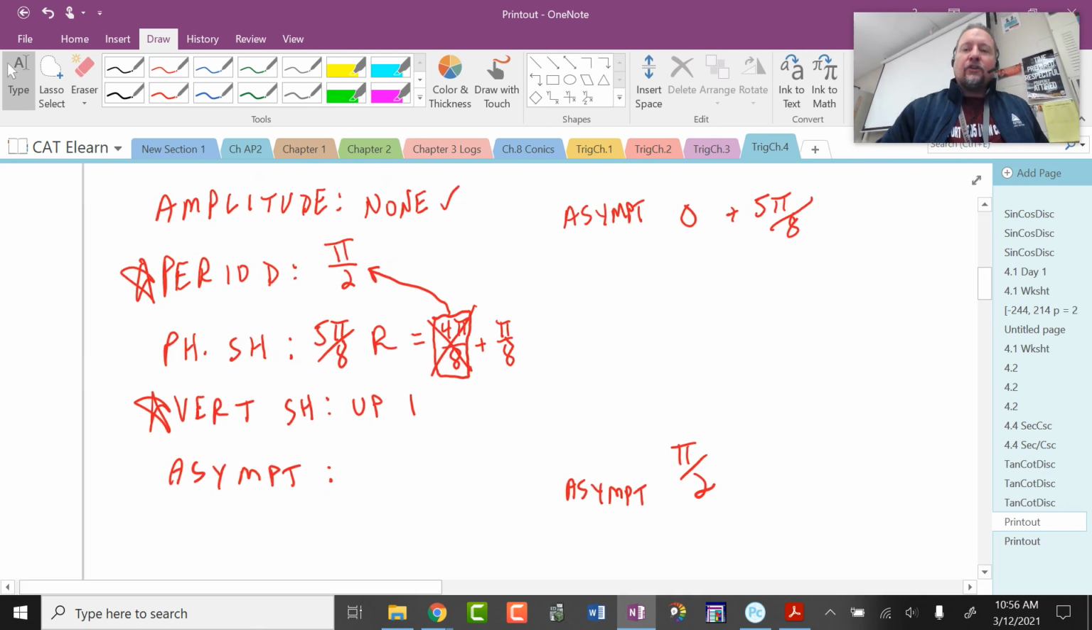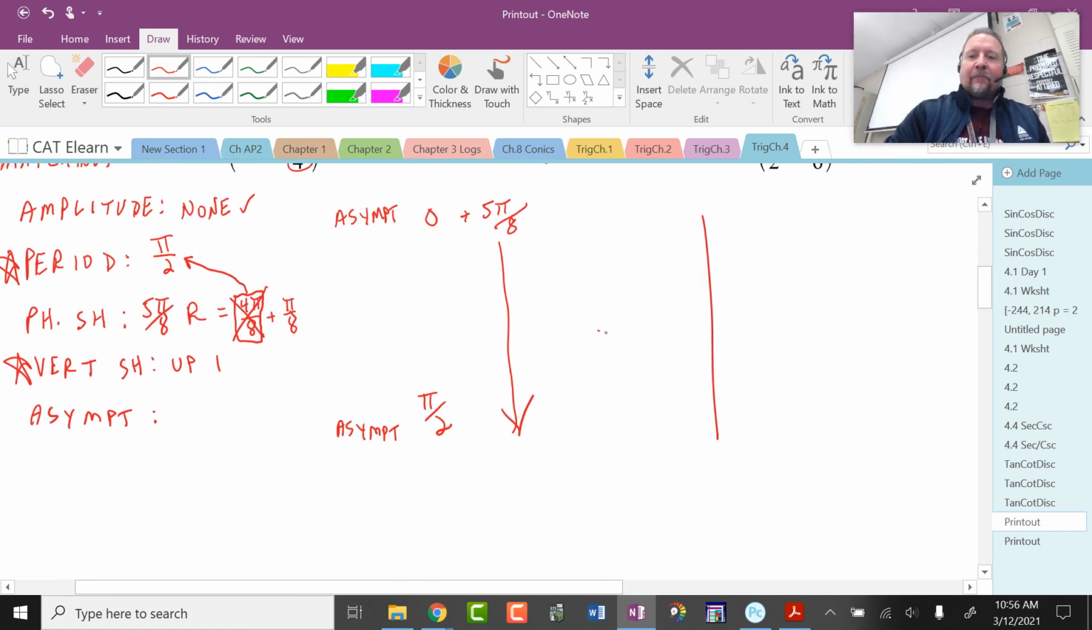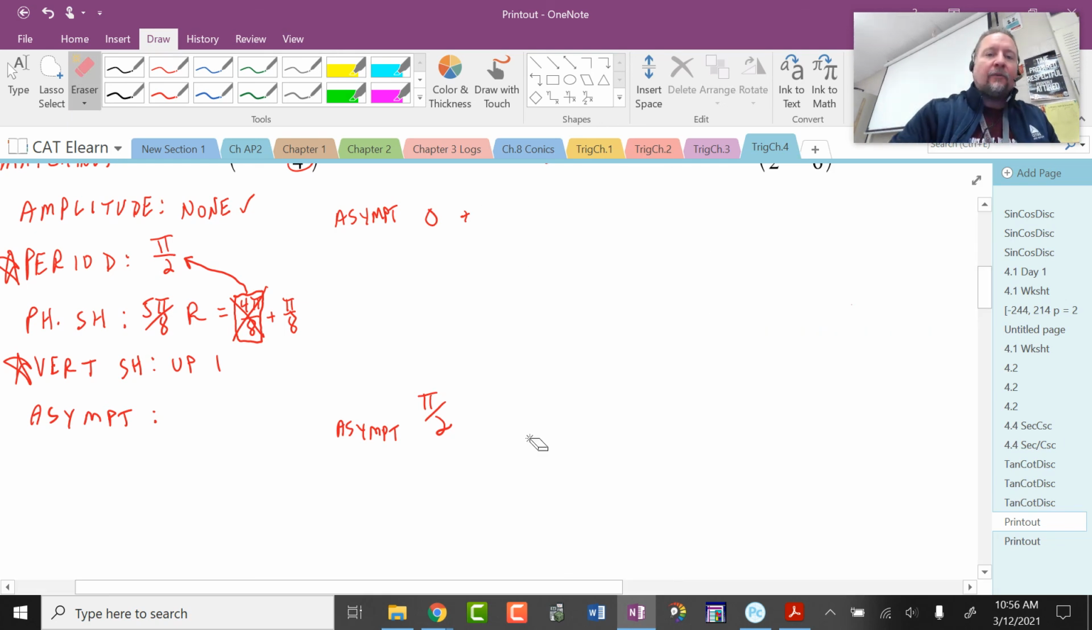So, long story short, I would not mark you wrong if you added 5 pi over 8, but here's what your graph would have to look like. You'd have to start your first graph way away from the y-axis. That's what you'd have to do, and it does get a little weird. So I'm not doing that.